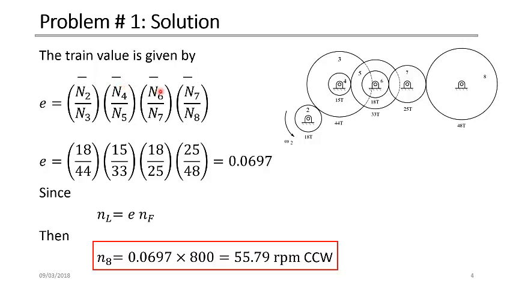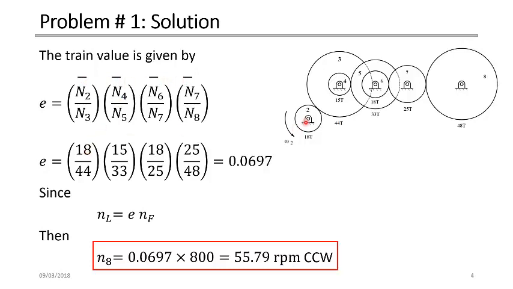All of them are externally engaged. That's why we have negative here for all the stages. So the next stage is that between 6 and 7. So 6 is the driver, 7 is the driven. So N6 divided by N7. And then the last stage is 7 and 8. So N7 is the driver and 8 is the driven. And as we've agreed, all of them have the negative sign. So if you multiply negative by negative by negative by negative, you will get positive.